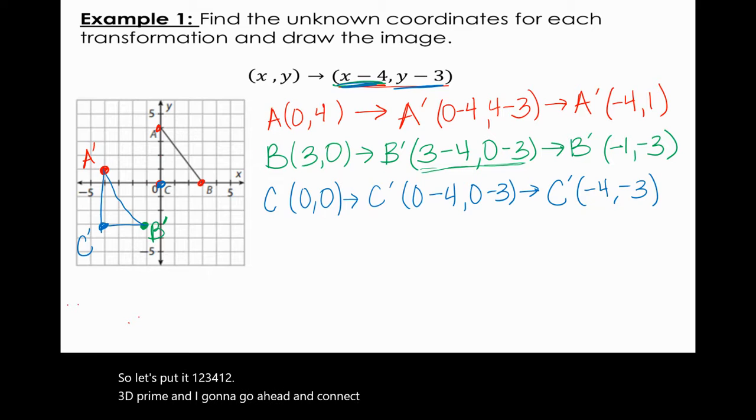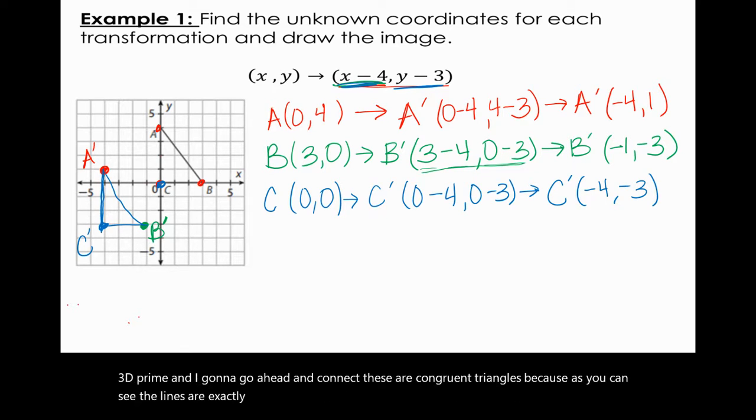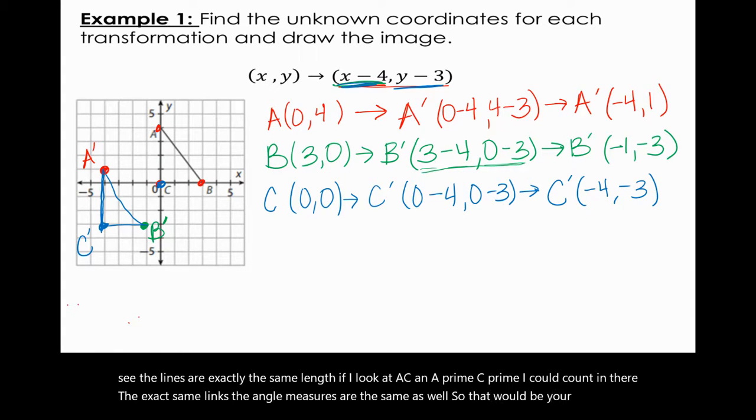I'm going to go ahead and connect these. These are congruent triangles because, as you can see, the lines are exactly the same length. If I look at AC and A prime, C prime, I could count and they're the exact same length. The angle measures are the same as well. So that would be your solution. Okay, now it's your turn.